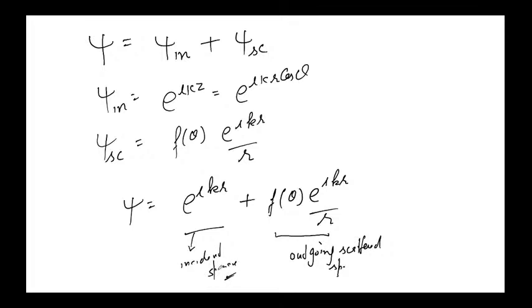The factor f(theta) is the amplitude of the scattered wave in the direction theta, with respect to the incident beam. We can find the value of this scattering amplitude, and from that we can calculate the differential cross section. So let us try to explain these waves separately.